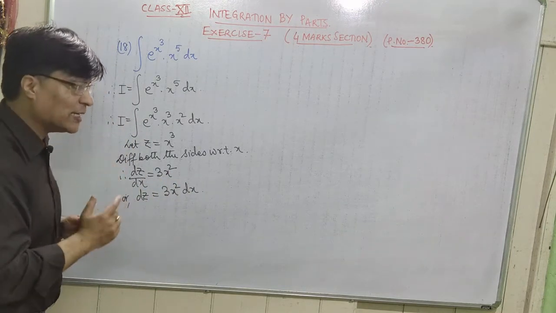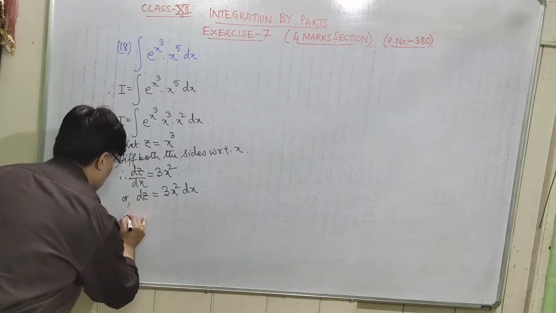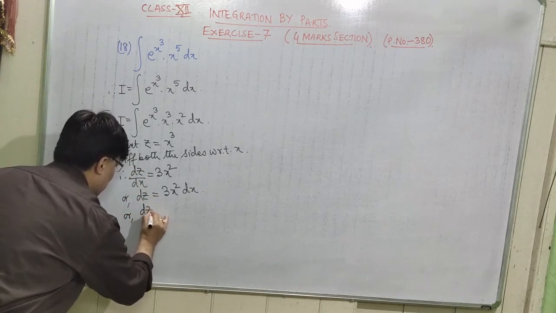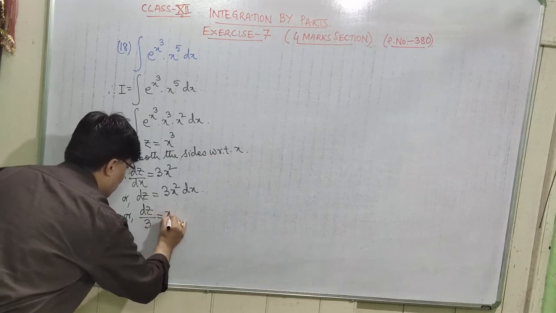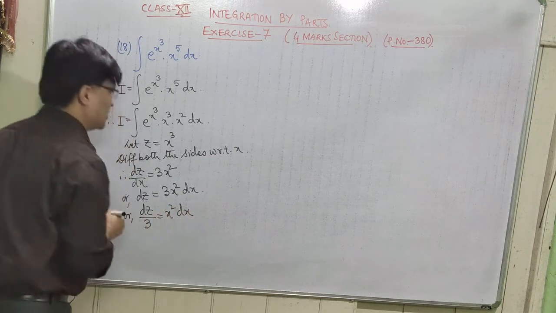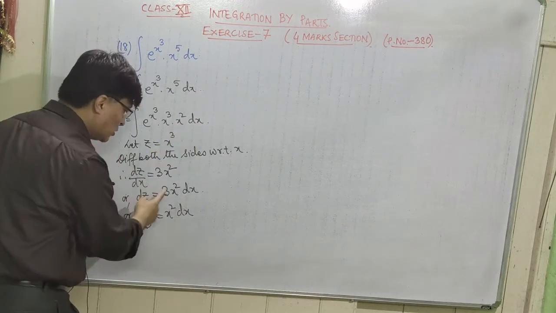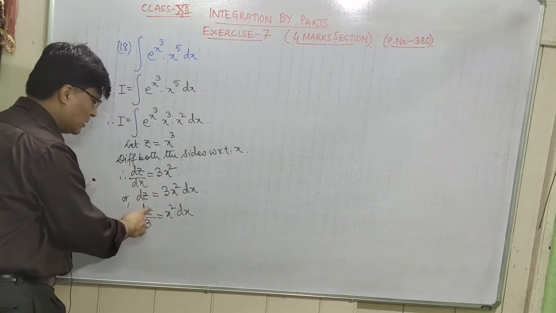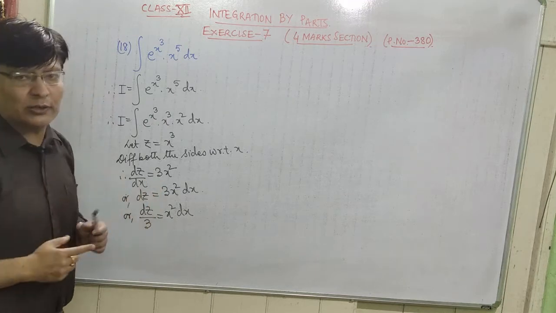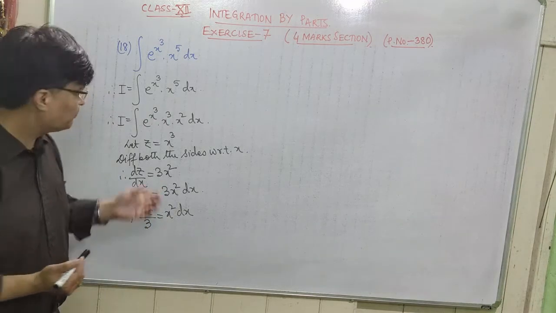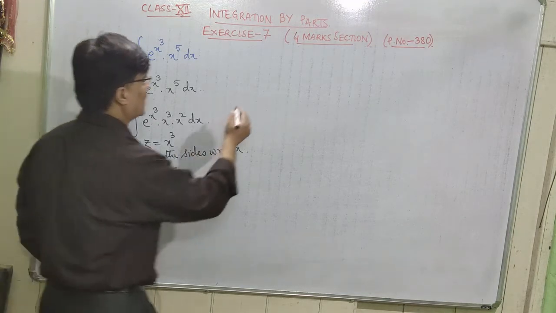Let us take this 3 to the left hand side. So it becomes dz upon 3 is equal to x square dx, because in this case you have to get the value for x square dx. So dz upon 3 is equal to x square dx. Is that clear? So let us put these values in I.